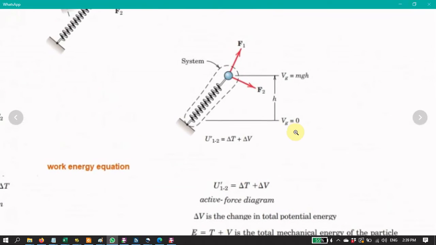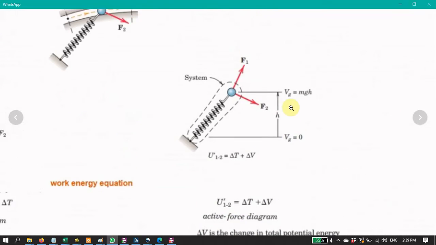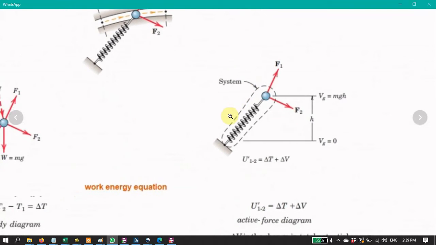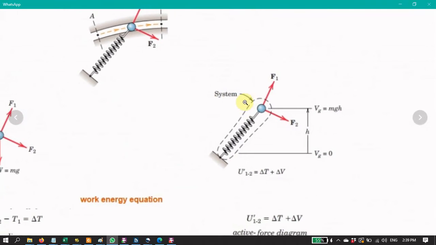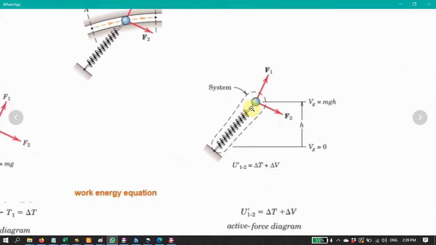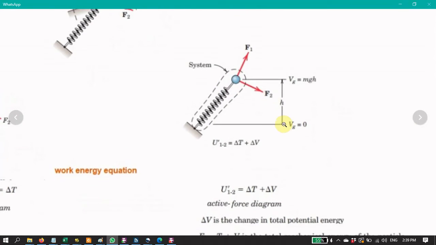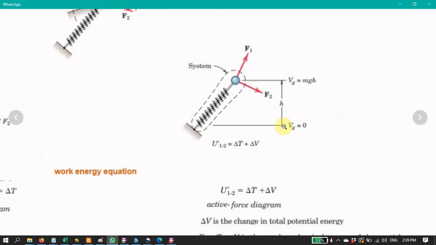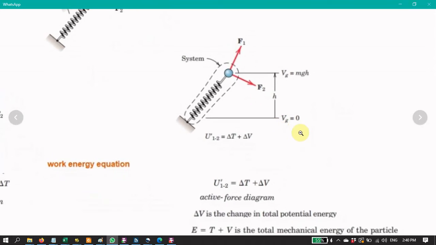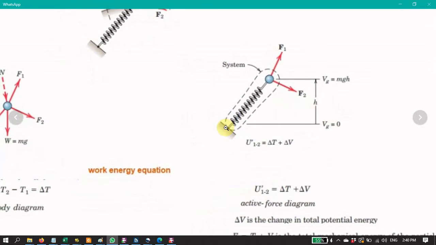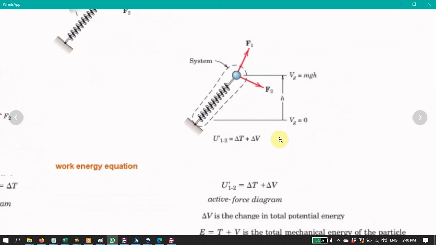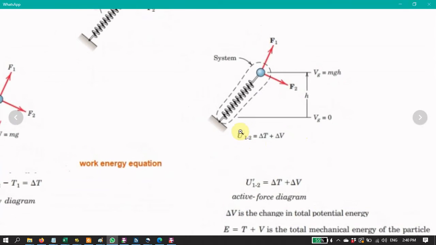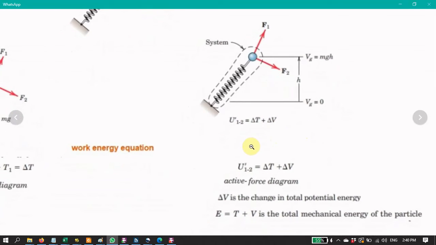The other one is using the active force diagram. In this case, we isolate the spring and treat it as a single body with a mass. Our system is subjected to only two forces, and then we need to evaluate from the earlier position to the final position. And if you look at this diagram, we have a general equation there.